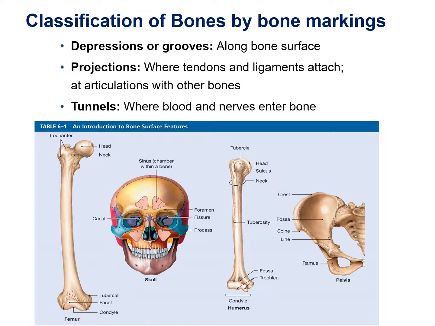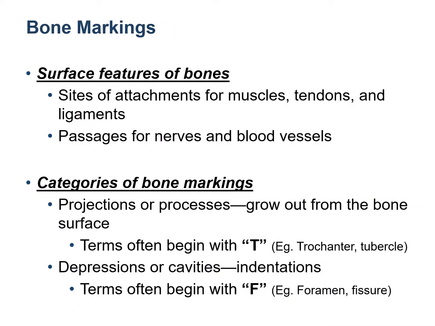Bones can also be classified by their markings on the surfaces, such as bones may have depressions, they could have projections, that means things jutting out, they could have tunnels through which blood and nerves travel. There are different categories of bone markings. For example, projections or processes could be something that is growing out of the bone. Depressions means indentations. Sometimes projections would start with the alphabet T, for example, trochanter, tubercle, while depressions would start with the letter F, for example, foramen, fissure.